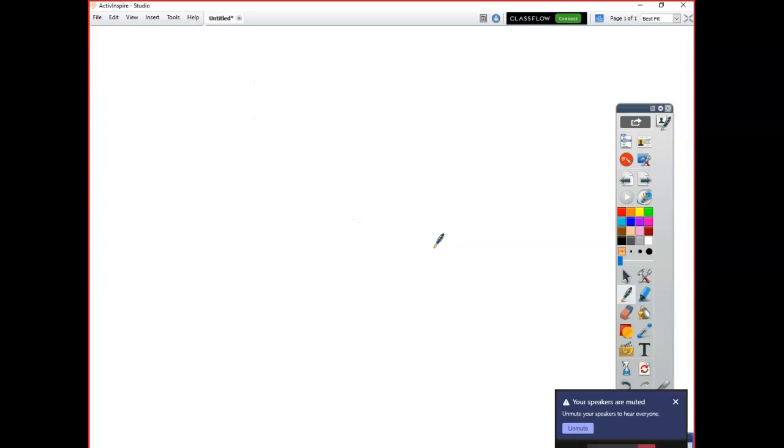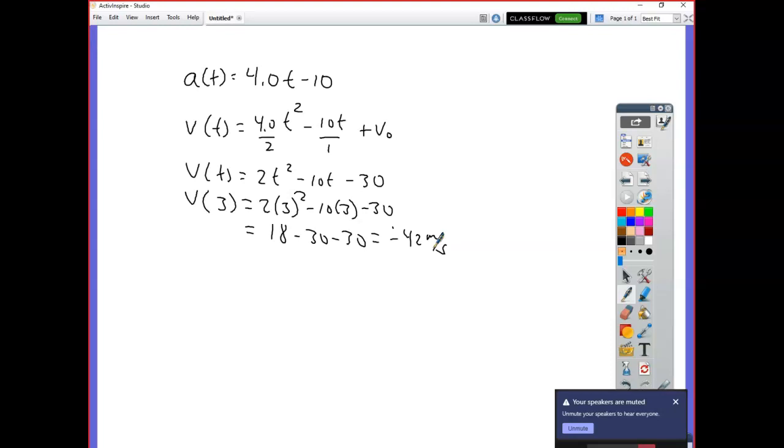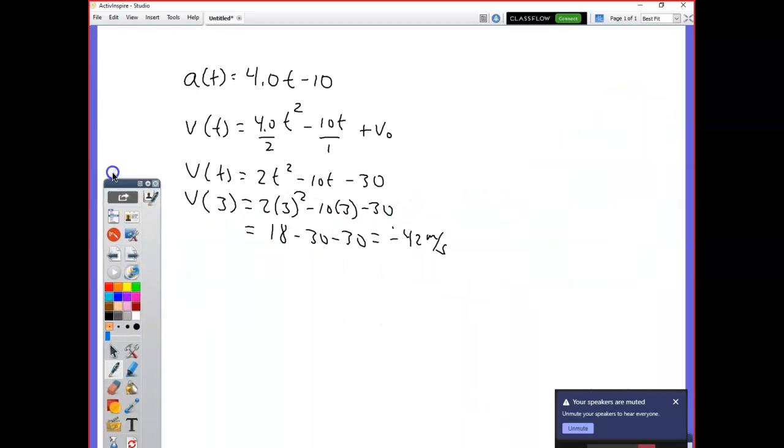Okay. Now how to get to displacement? You do the same thing again with the velocity equation. That gets me to displacement. So the displacement equation is going to be y of t, equal to: raise its power by 1, divided by the power I get.